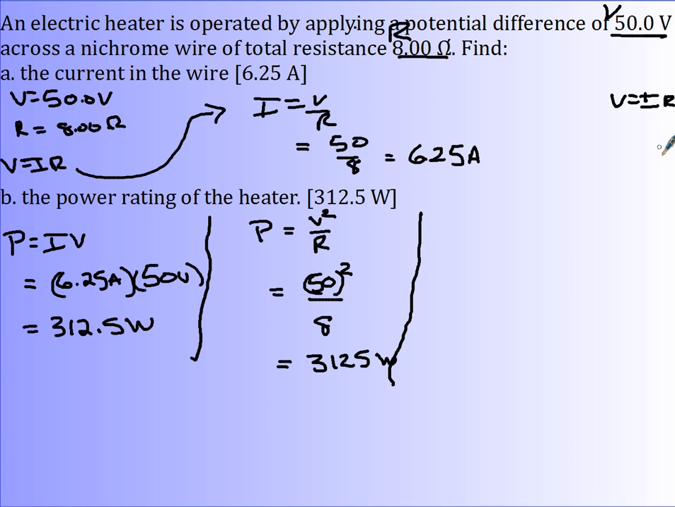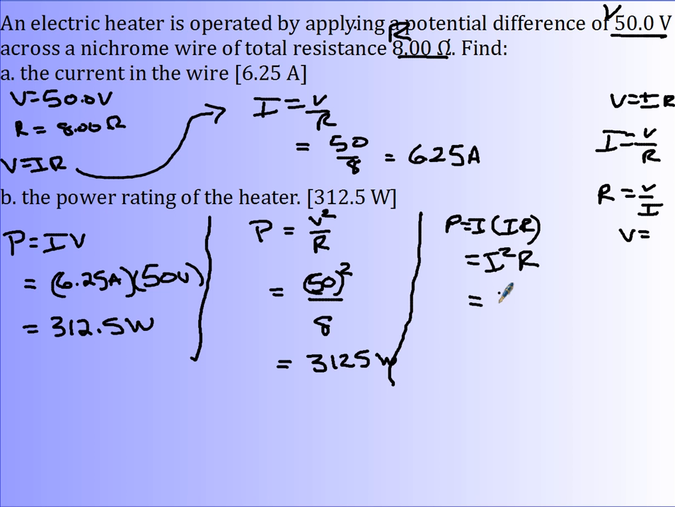Suppose I could use the other version as well. I solved I is V over R, and R is V over I. V is, oh, IR. So P is I times IR, so it's I squared R. So it's 6.25 squared times a resistance of 8. Lo and behold, 312.5 watts.